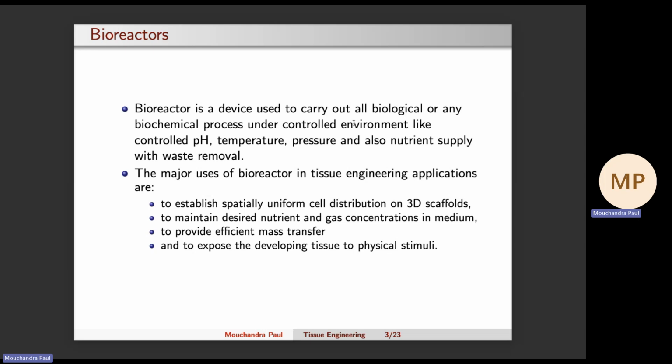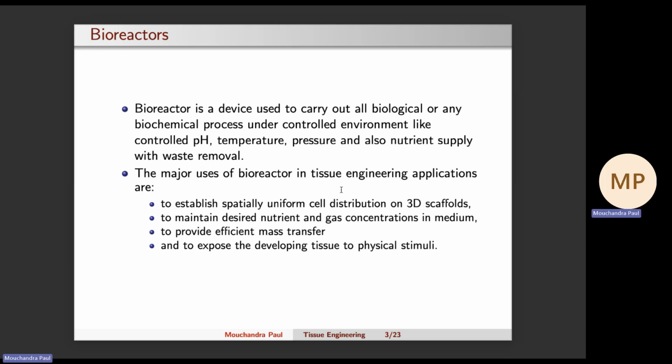So, the general definition of what a bioreactor is, and it is applicable for both the fields, is a device that is used to carry out any biological or biochemical process under a controlled environment, like there will be control of pH, temperature, pressure, and also the continuous supply of nutrients with continuous waste removal. So this is the definition.